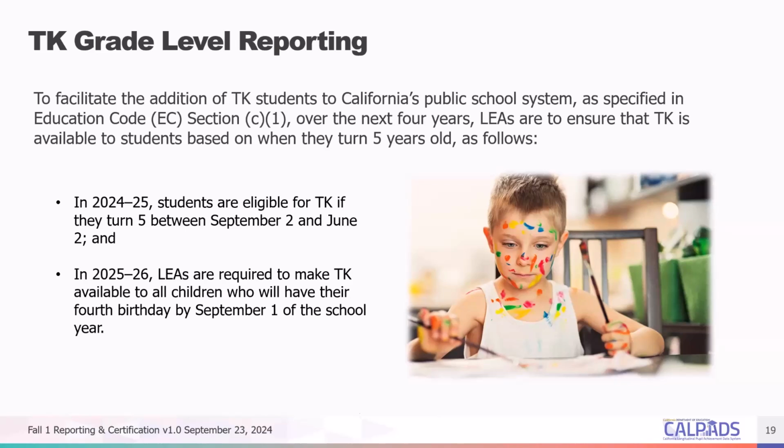Next year, your TK students will have to be 4 by September 1st, right? So next year it's more restrictive, and it will align with our kindergarten reporting rules that we have now, where you have to be 5 by September 1st.